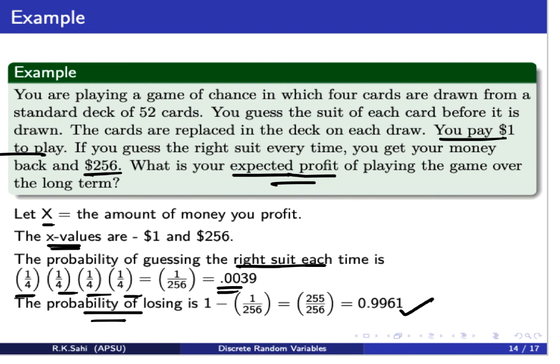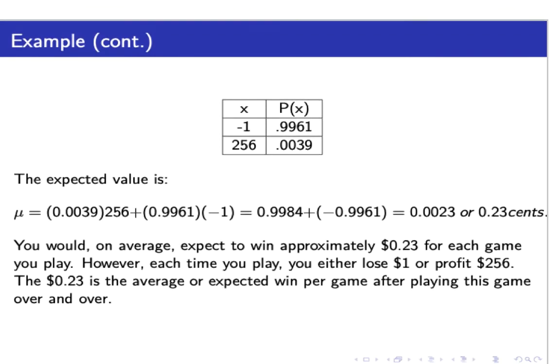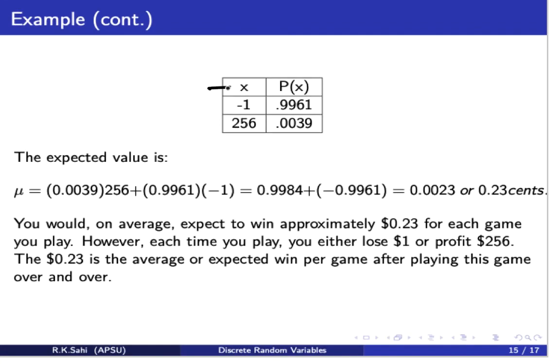So what's the probability distribution going to look like? Remember, guys, this is capital X equals little x, and this is the probability that capital X equals little x. The x can be either -1 or 256. The random variable is the amount of money you profit. Remember, when you play the game, you have to put in $1. If you are not able to guess the right suit, you totally lose that money.